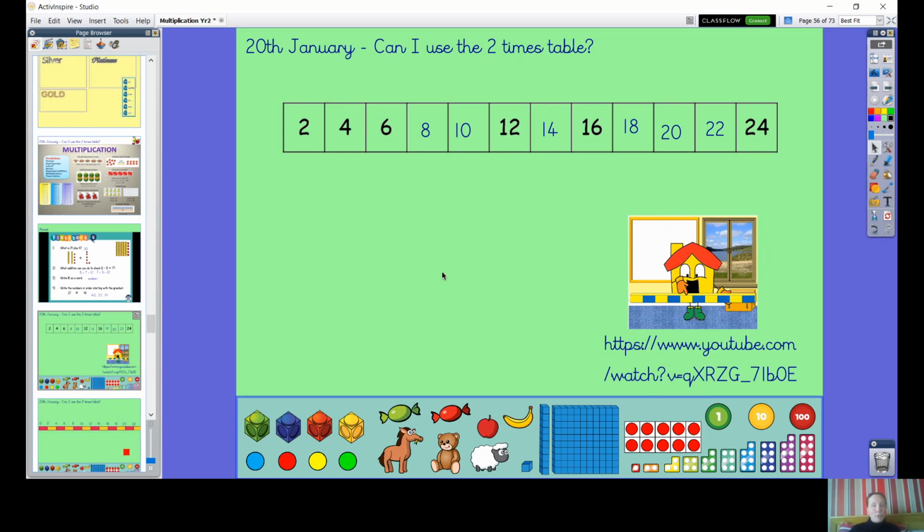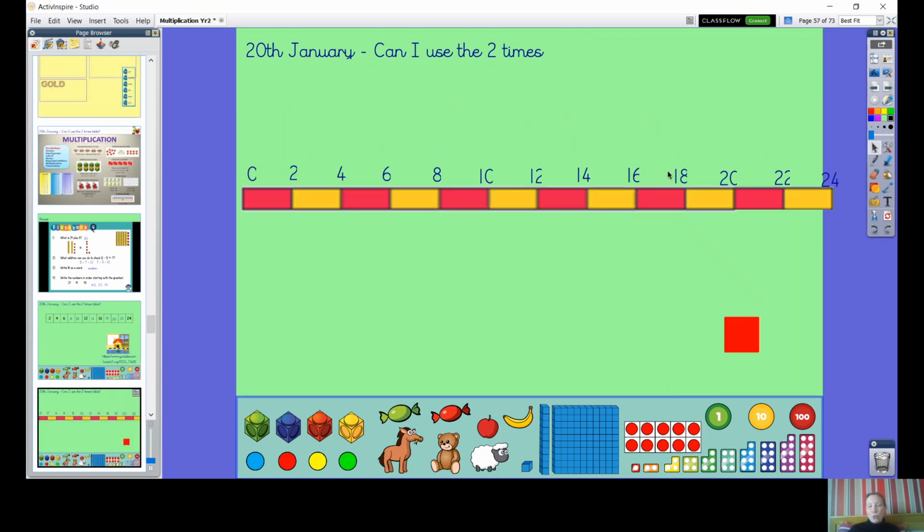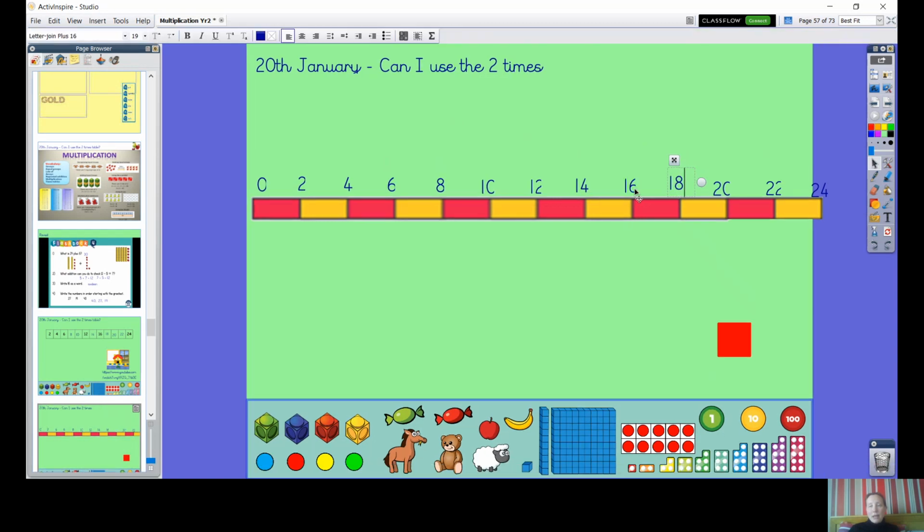So can you count with me forwards and then backwards in 2s? 2, 4, 6, 8, 10, 12, 14, 16, 18, 20, 22, 24. Now backwards. 24, 22, 20, 18, 16, 14, 12, 10, 8, 6, 4, 2. Brilliant. Now what we're going to be doing now is linking that to our times tables.